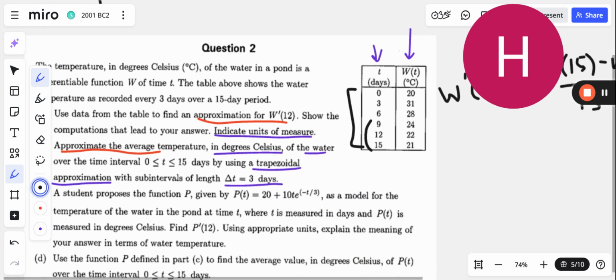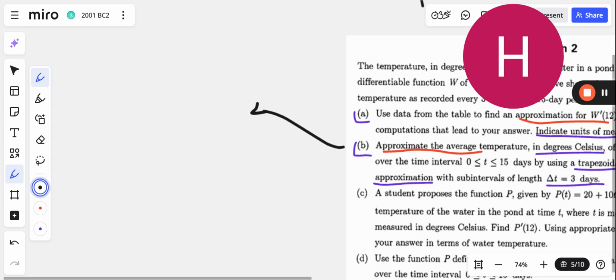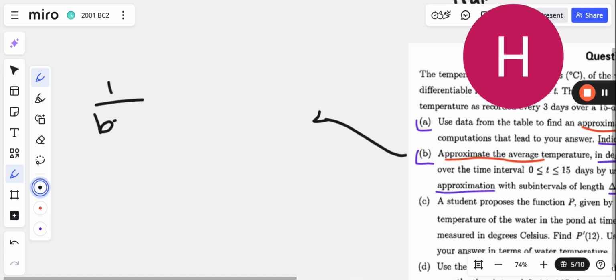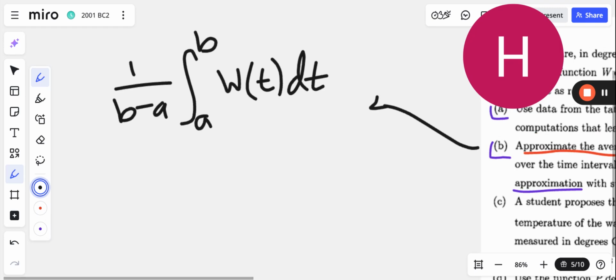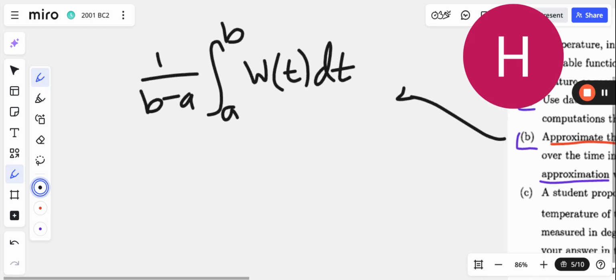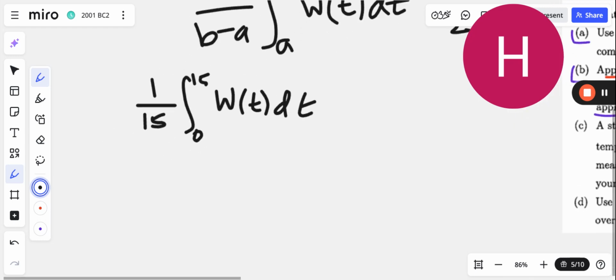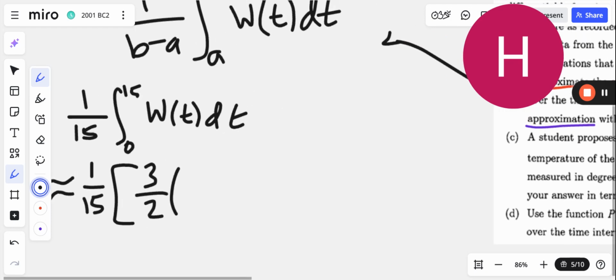So we can say that, and let's also write the average value formula, 1 over b minus a, times the integral from a to b of w of t dt. Yeah, that's going to give us the average value. And we're going from 0 to 15, and we have to approximate the integral from 0 to 15 using these trapezoids. So we're going to say this is approximately 1 over 15 times, let's factor out the h over 2, 3 over 2.